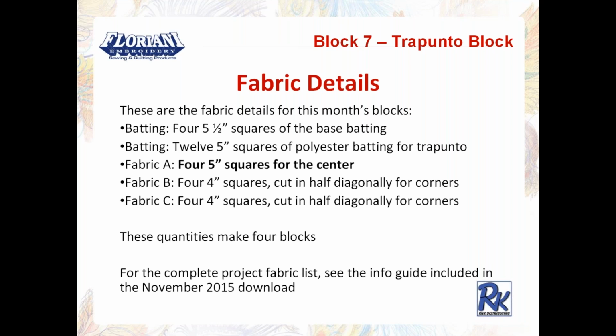And for fabrics B and C, you're going to need 4 4-inch squares, and each one of those squares is going to be cut in half diagonally for the corner pieces, giving you a total of 8 of each color. So 8 for fabric B, and 8 for fabric C.